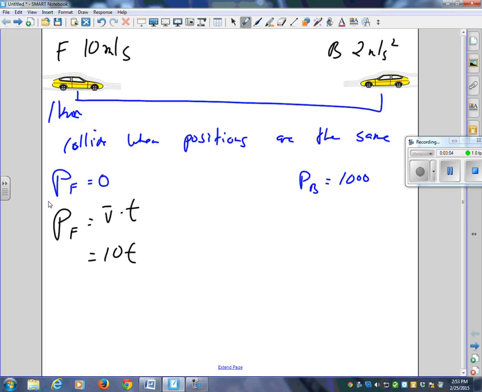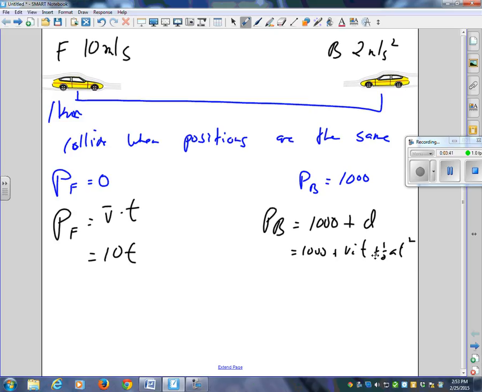The position of Barney is going to be 1,000 minus his displacement, right? Or should I say plus his displacement and just make his displacement negative? That might be better. 1,000 plus his displacement, which is going to be, what do I have? I have his acceleration. So that's going to be VIT plus 1/2 AT squared, right? The displacement is VIT plus 1/2 AT squared.